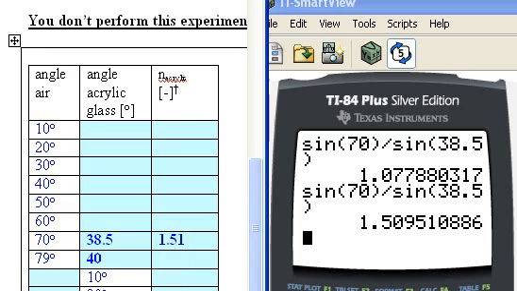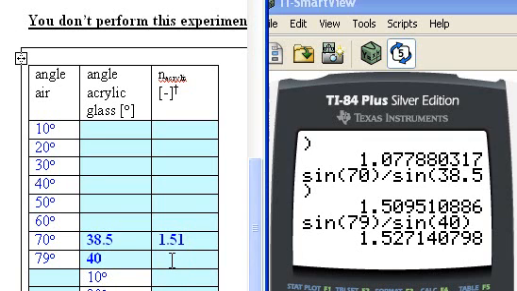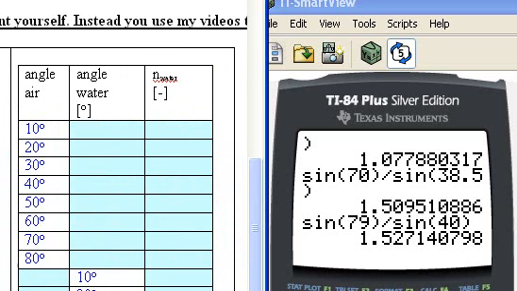Okay, then on this one here, it's going to be sine 79 divided by sine 40, and I come up with 1.53 rounded. Also for the water, a couple of examples. By the way, these are relatively close to the accepted value for acrylic glass.